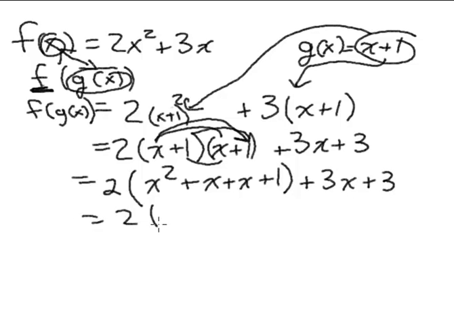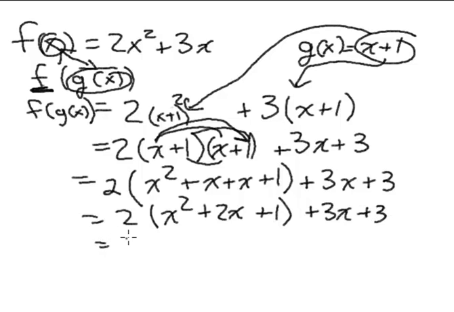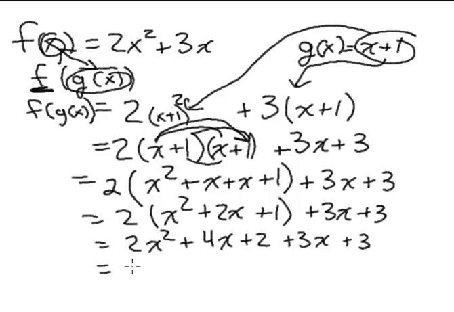Now I'll combine my like terms, 2x squared. My like terms are x and x, so plus 2x plus 1, and then plus 3x plus 3. Now I need to distribute this 2, so I'll get 2x squared plus 4x plus 2 plus 3x plus 3. Finally, I'll combine all of my like terms. My 2x squared is my only x squared term, so I'll get 2x squared. I have a 4x and a 3x, so plus 7x. And I have a 2 and a 3, so plus 5.